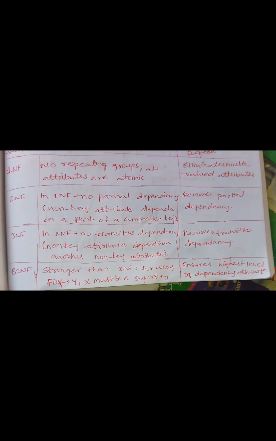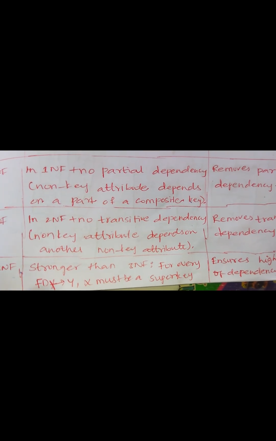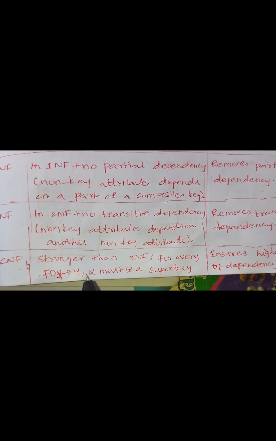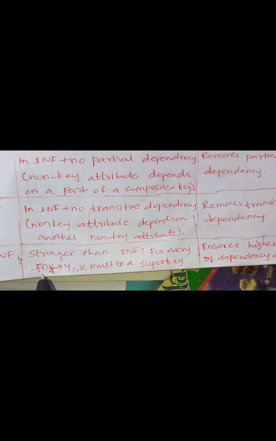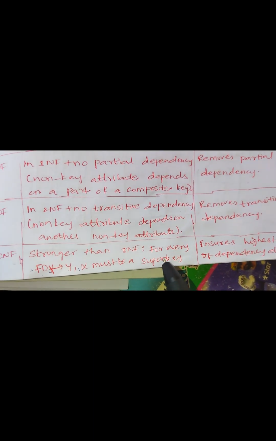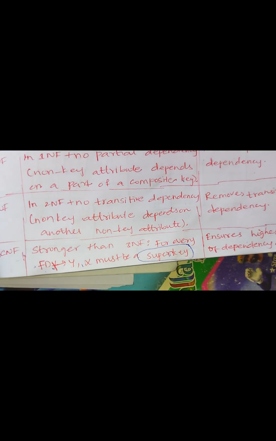And another non-key attribute. BCNF, Boyce-Codd Normal Form, is stronger than 3NF. For every functional dependency X to Y, X is the determinant and Y is the dependent. This functional dependency concept must be supported. X should contain a super key. It is for a higher level. For dependency elimination purposes, the super key is introduced. The BCNF concept is introduced.